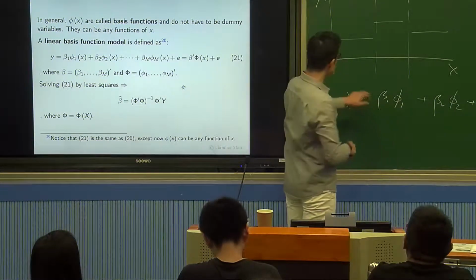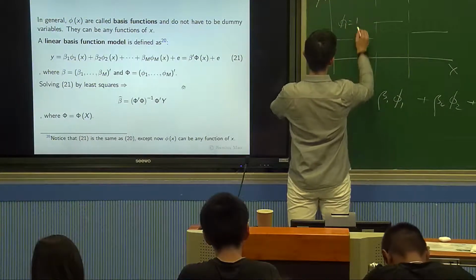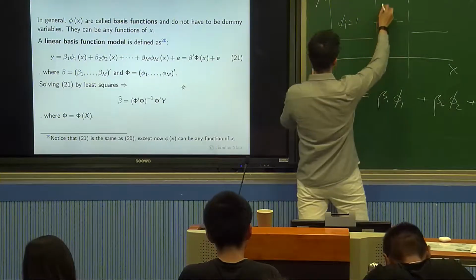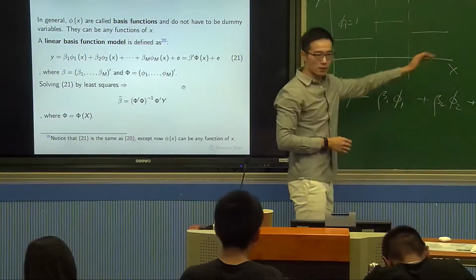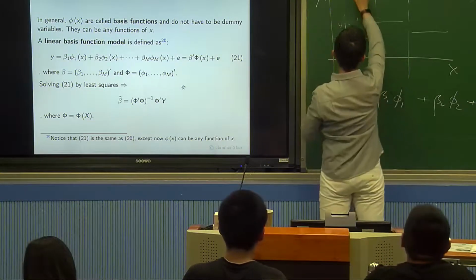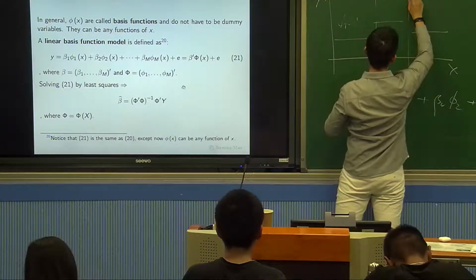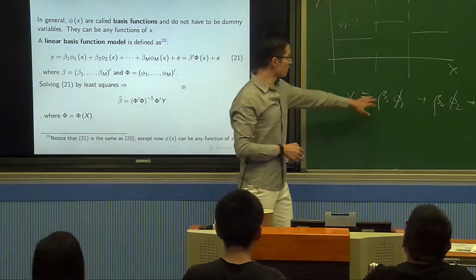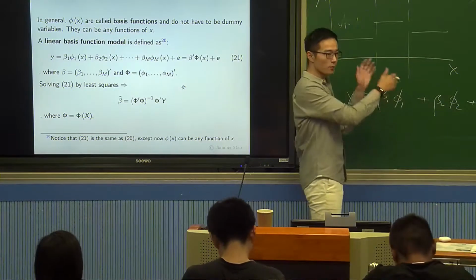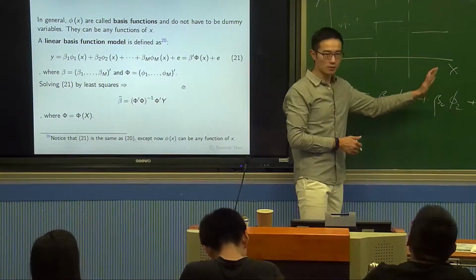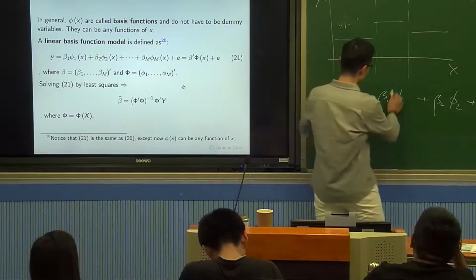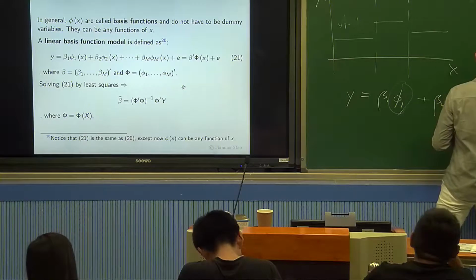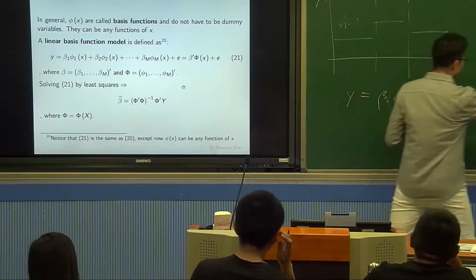So phi 1 is equal to 1 in this region, right? And equal to 0 in all the other regions of x. For phi 2, it's 0 here, 1 here, and 0 here. And for phi 3, it's like this, right? So each phi is a function of x that is equal to 1 or 0 depending on the region of x. And we call this phi basis function. Okay? So these are called basis functions.